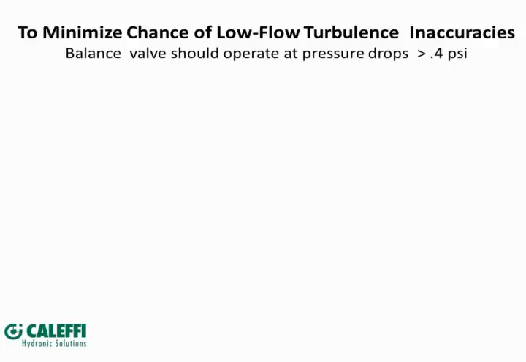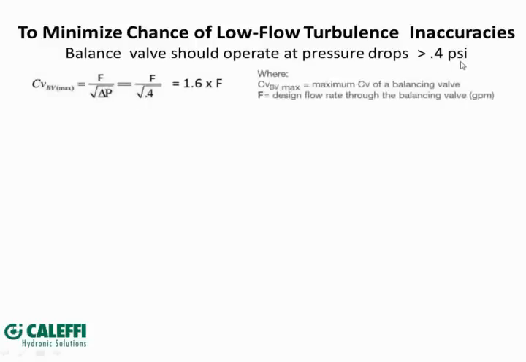So the biggest criteria is to minimize chances of low flow turbulence inaccuracies, or basically the effect of turbulence when you have low flow rate. So what you want is to have your balancing valve operate in application of pressure drops greater than 0.4 psi. That gives us proper valve authority, if you will. All right. So we want some pressure drop to the extent of 0.4 psi.